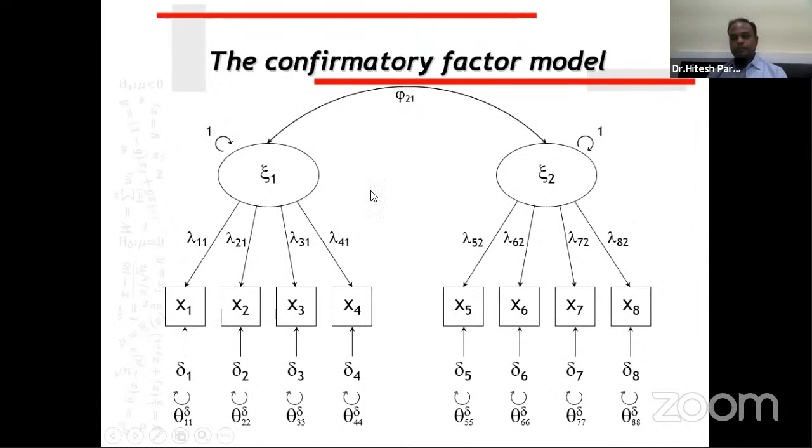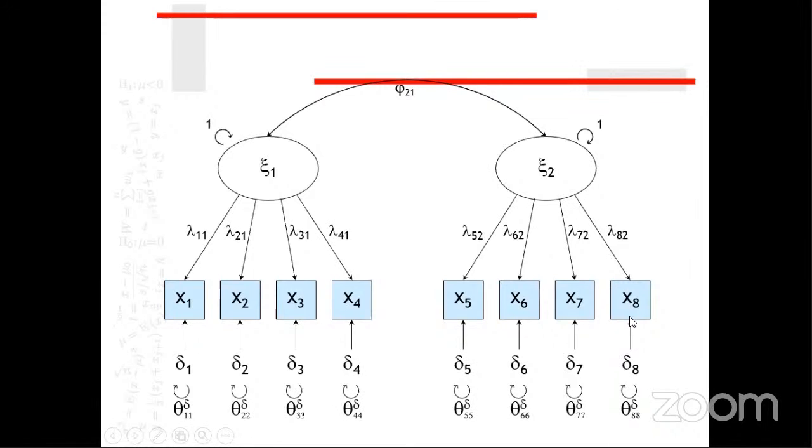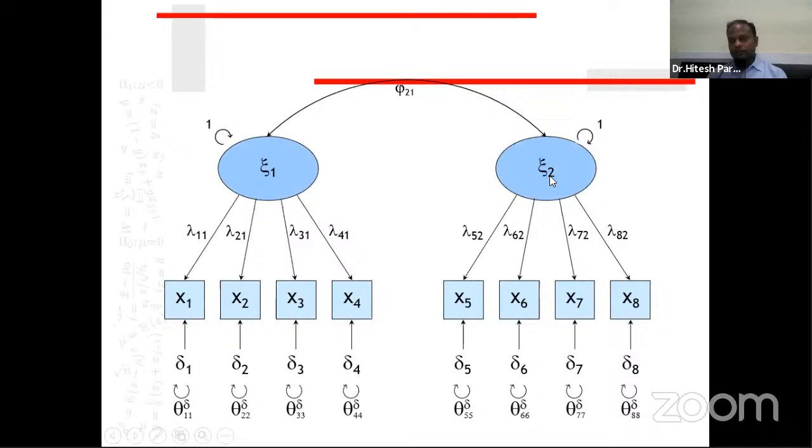Suppose there are two constructs or two factors. The first factor is being represented by 4 variables, and the second factor is represented by another 4 variables. So we have a total of 8 variables, x1 to x8. These x1 to x8 are our scores or measured variables. Then these two are our constructs or factors. Then delta 1, delta 2 are our error terms.